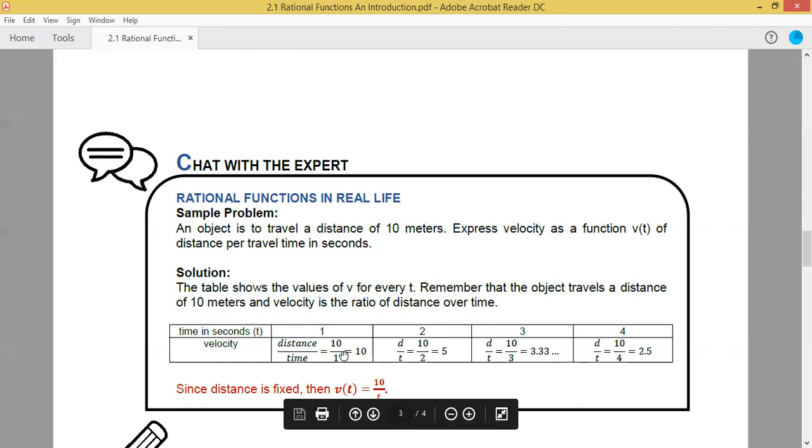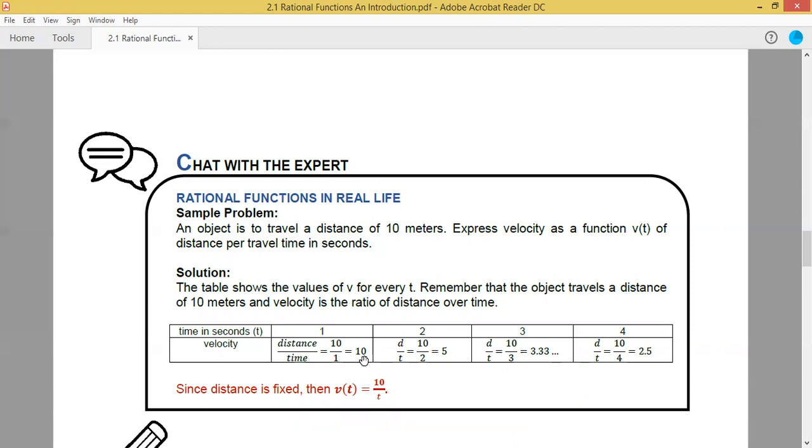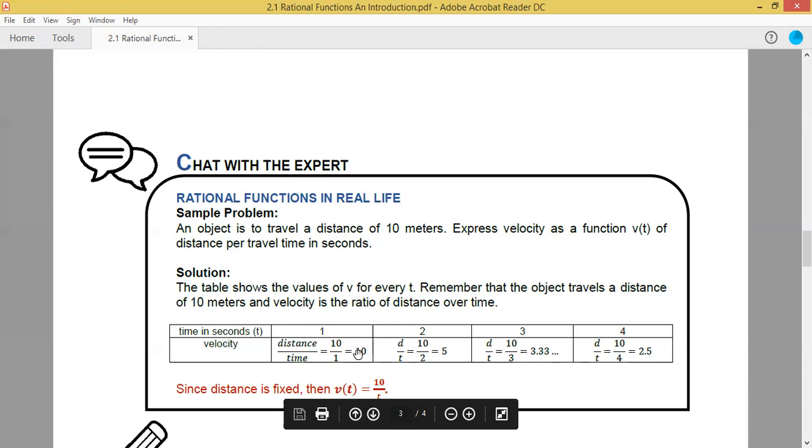So we say 10 over 1, that is 10. So in 1 second time, the velocity is 10. In 2 seconds travel time, the velocity is 5. In 3 seconds travel time, the velocity is 3.33, and it keeps on repeating. And for a 4-second travel time, the velocity is 2.5.